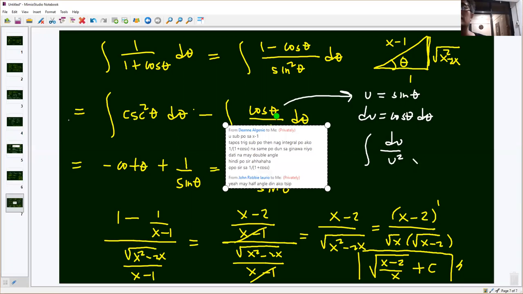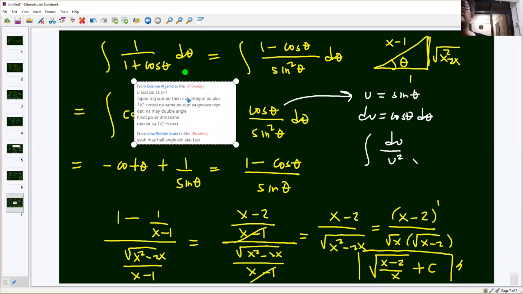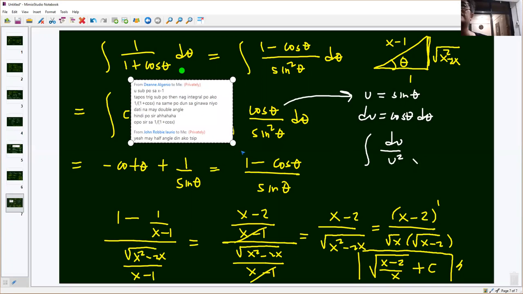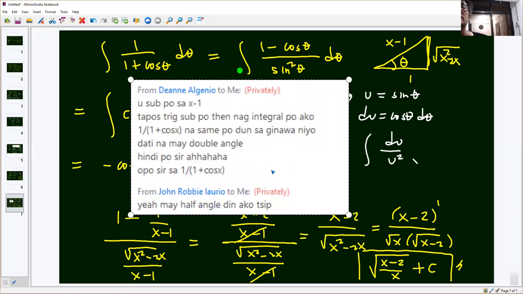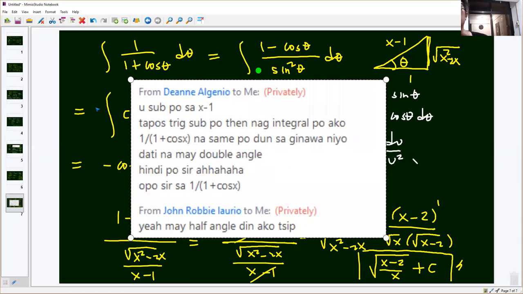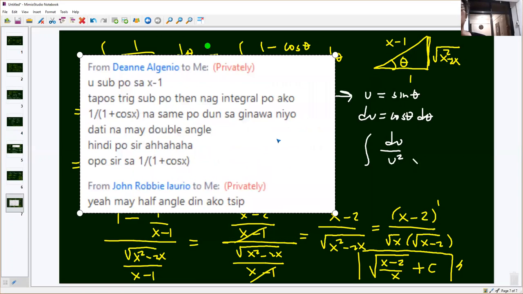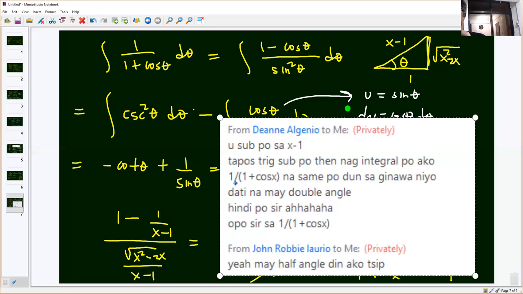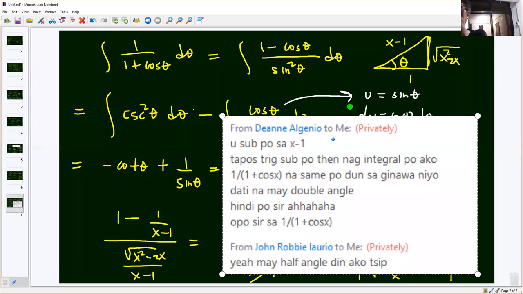Yan, oh guys, look at that. Ayan, so you can see, sabi ni Dian, she came with the integral of 1 over 1 plus cos x. So it's the same as this one, integral 1 over 1 plus cosine theta d theta. Pero hindi siya nag-trig ng ginawa ko, yung ginawa natin last time na may double angle.